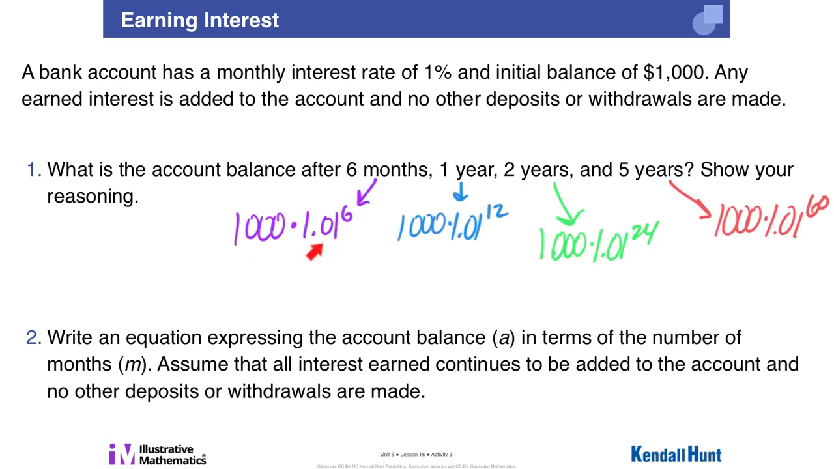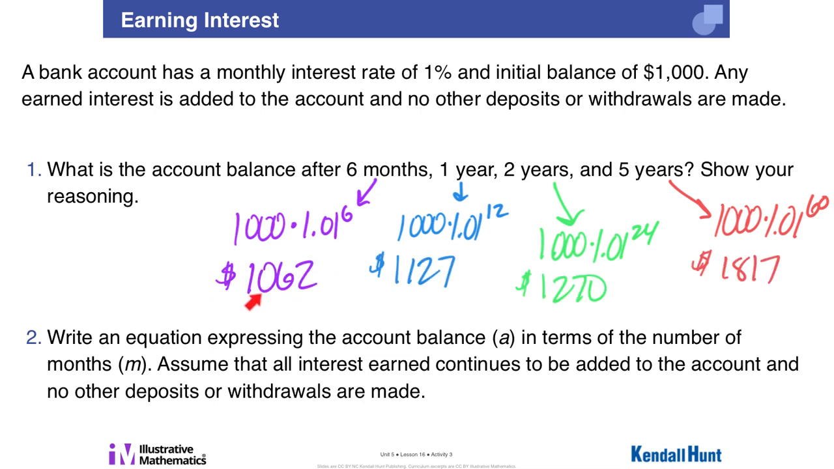This first part goes back to just the plain old exponential growth that we've seen. For a 1% increase, you're going to multiply by 1.01. This 0.01 is 1%. And then every month, for 6 months, you're going to take it times that 6 times. For 1 year, that's going to be 12 months. For 2 years, it's going to be 24 months. And for 5 years, it's going to be 60 months. When you calculate those, these are going to be the values of that account after each of those time periods.